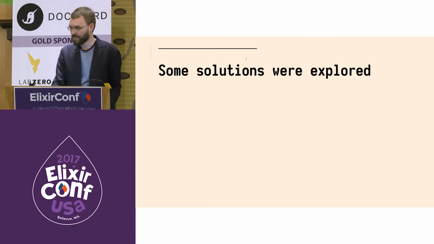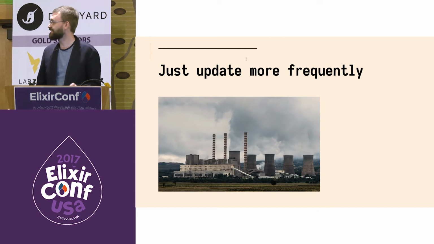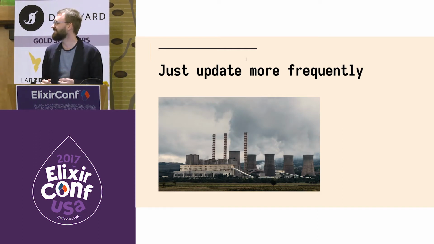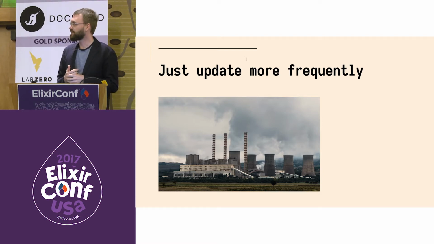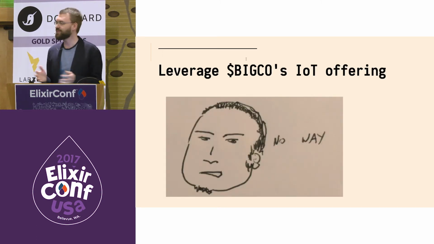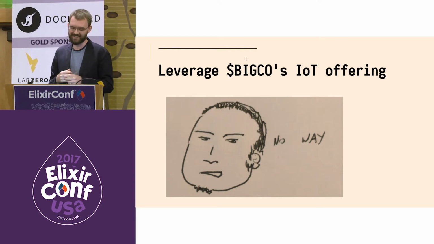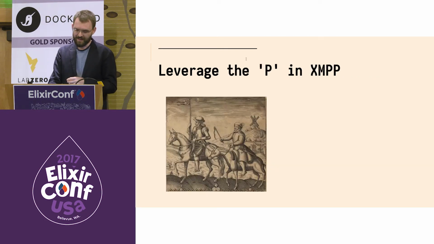So the most obvious solution is just to update more frequently, right? And just spin up those machines, hundreds and hundreds of machines. That was a solution that easily comes to mind, but was easily dismissed because of scaling issues. Another option was to leverage the big corporations' IoT offering. They do everything. They do presence, they do online, offline detection. But our SRE chief said there's no way we're getting locked into that.